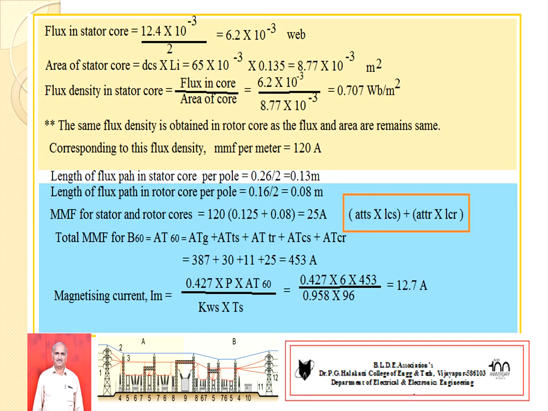Then substitute in the standard equation for magnetizing current per phase, which equals 0.427 into P into AT60 divided by Kws into Ts. Substitute all the values. We are going to get 12.7 ampere.